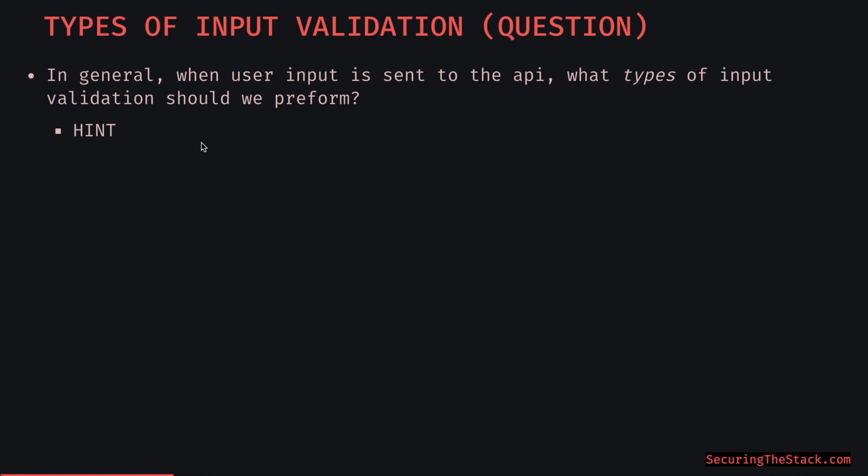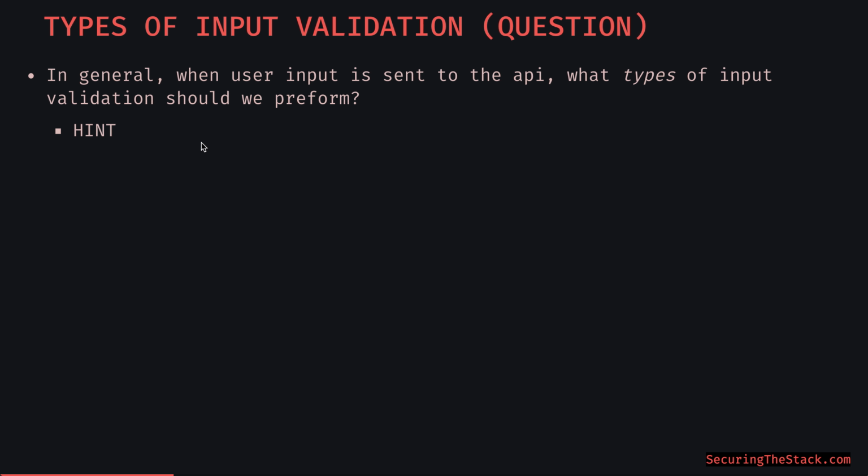And types of input validation. So here's just kind of a question for you to think about, and you can pause the video after I pose the question. And if you need a little help, I'm going to give some hints after a brief pause. So anyhow, in general, when user input is sent to the API, what types of input validation should we perform? Okay. Now, there's a couple of different types.